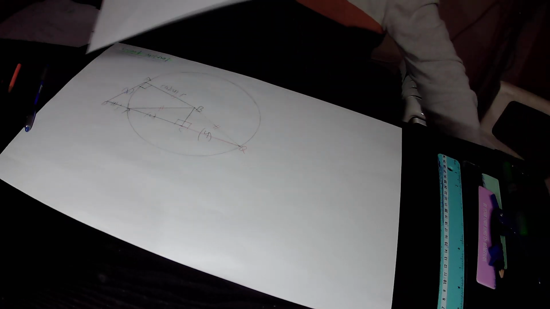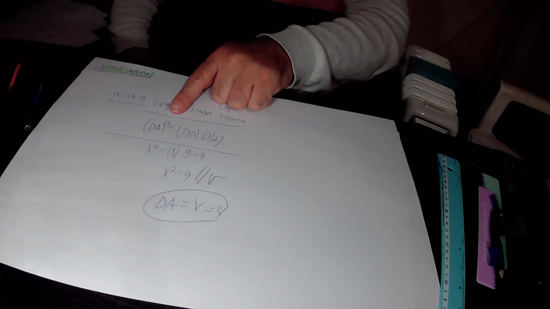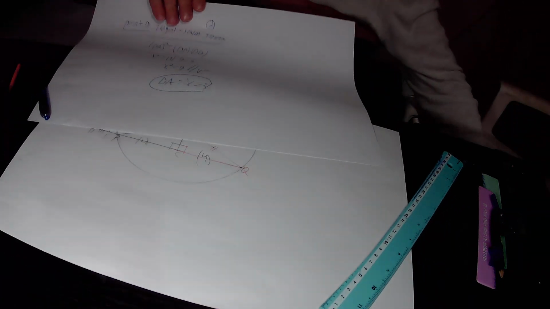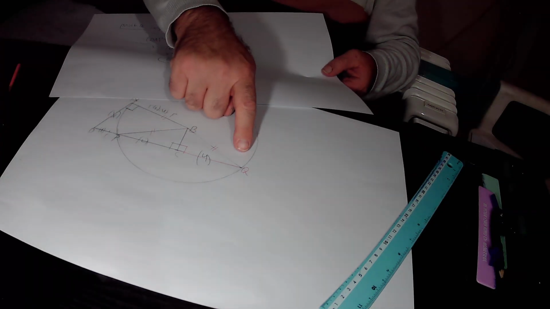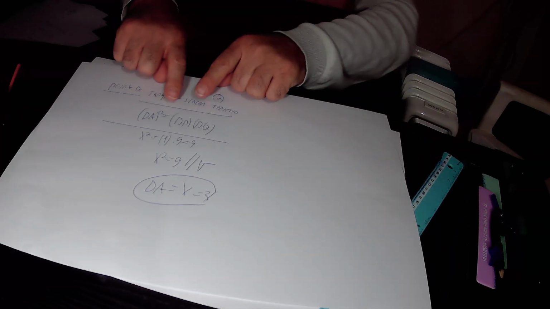And again, focusing on point D, the common external point D, according to the tangent secant theorem, the following equation is true: DA squared, the length of the tangent squared, equals DP times DQ. DP is the external part of the secant DQ, and DQ is the length of the whole secant. Again, DA squared equals DP times DQ.